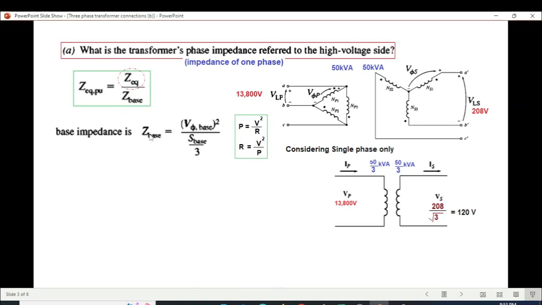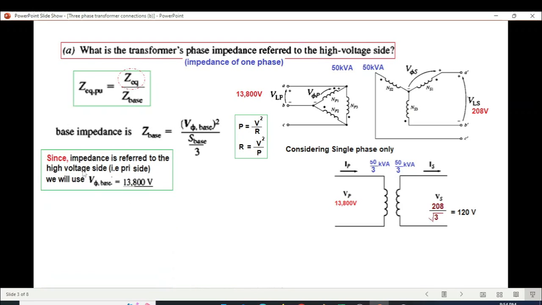So base impedance, Z base, is V base squared, this is V base, divided by S base over 3. So this is S base over 3 power. Since the impedance is referred to the high voltage side, that is the primary side, we'll use V base as 13800. So we are going to use this one. Okay, so 13800 squared divided by this value. So the answer will be 11426. That is the base impedance.